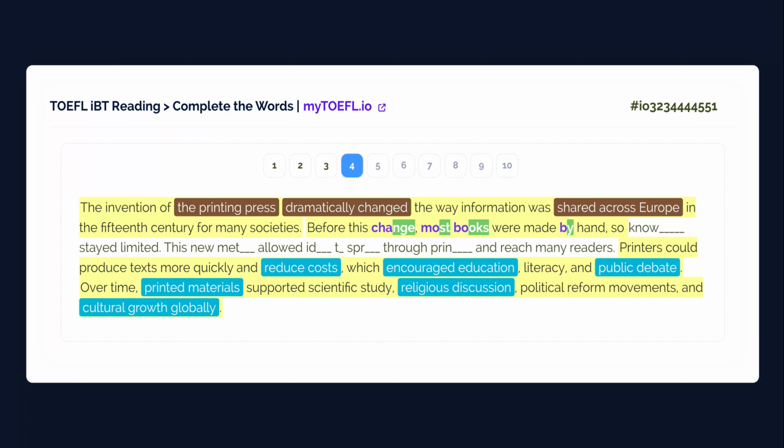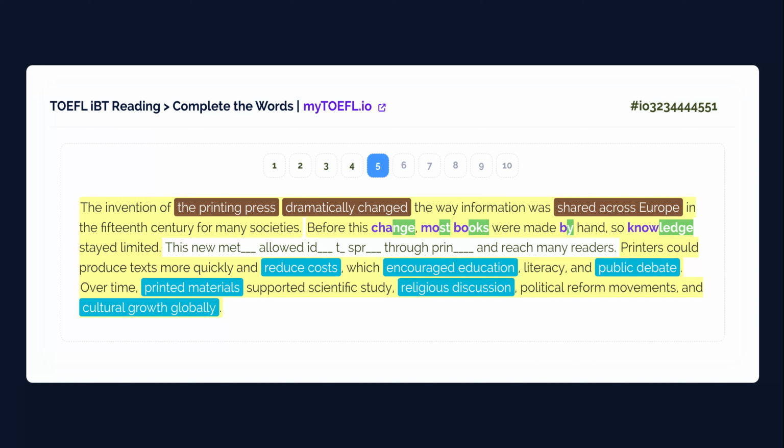Now we move to the result of books being made by hand. If books were rare and expensive to make, think about what stayed limited for most people. Before this change, most books were made by hand, so "kno" stayed limited. The question provides the letters K, N, O, and W, followed by 5 blanks. Because books were made by hand and were hard to get, the information or understanding within them was not widely available. Looking at the given parts and the fact that it stayed limited, we need a noun representing information or learning. Based on what is provided, the correct answer is "knowledge."